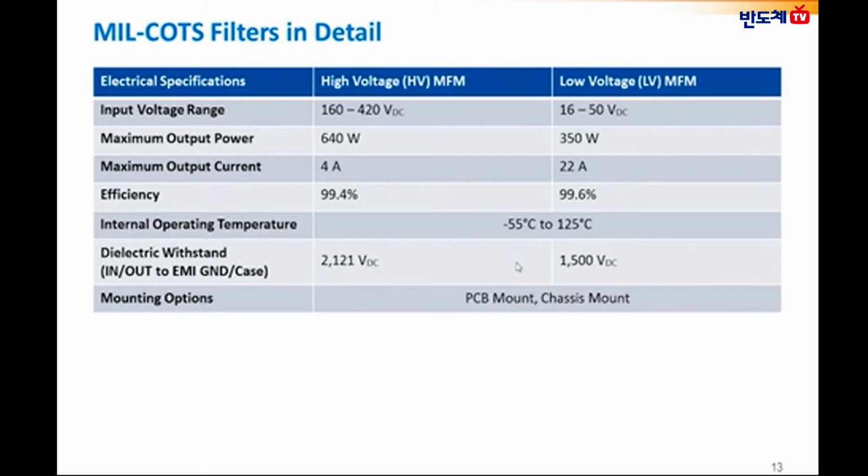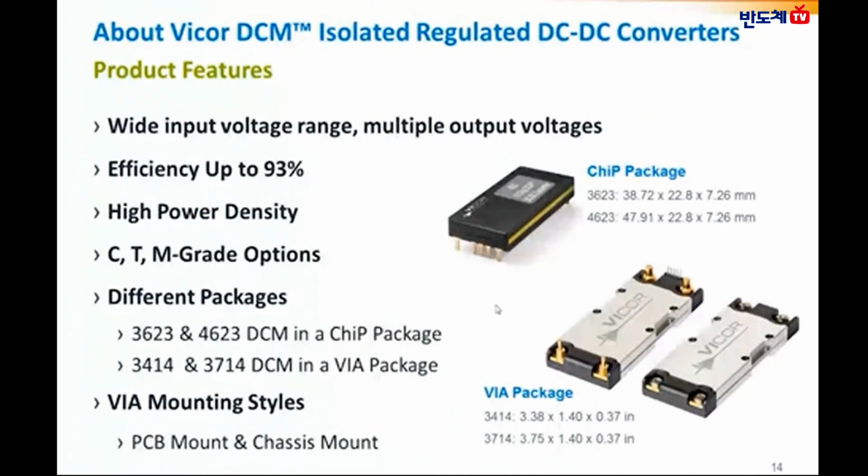And the operating temperature range of the HV MFM and LV MFM complies with the military grade temperatures, which is minus 55 degrees C to 125 degrees C. Whereas the safety dielectric withstand voltage from input to output leads to EMI ground is 2121 volts DC for HV MFM and 1500 volts DC for LV MFM. And the MFMs are available in different mounting options such as a PCB mount and chassis mount version.